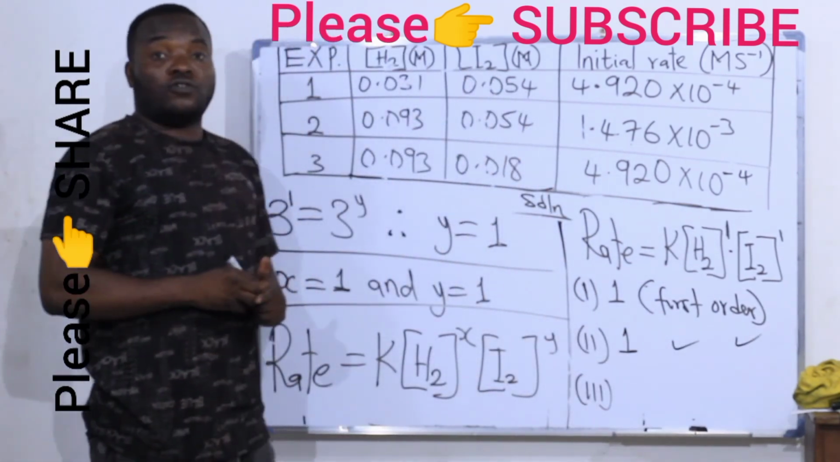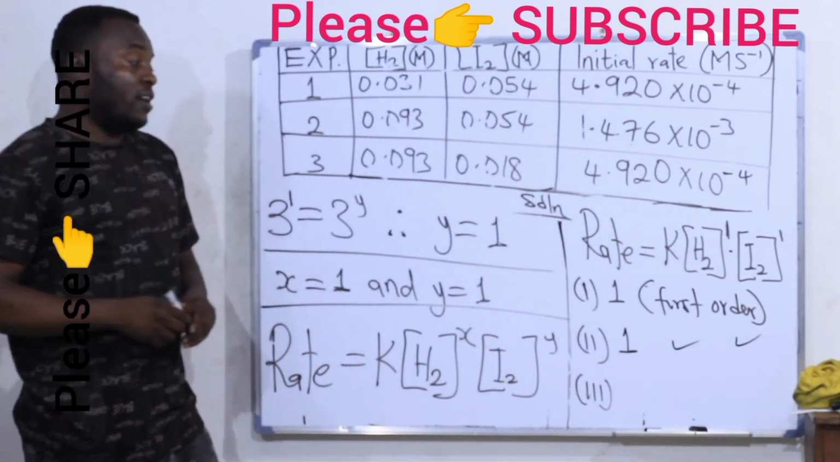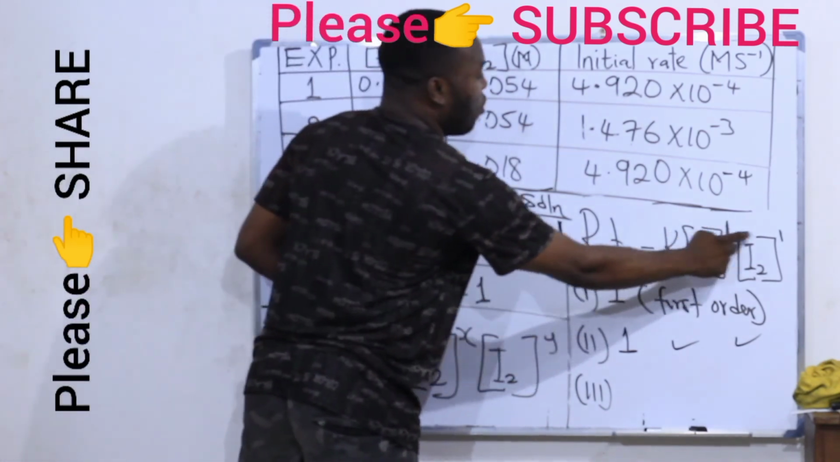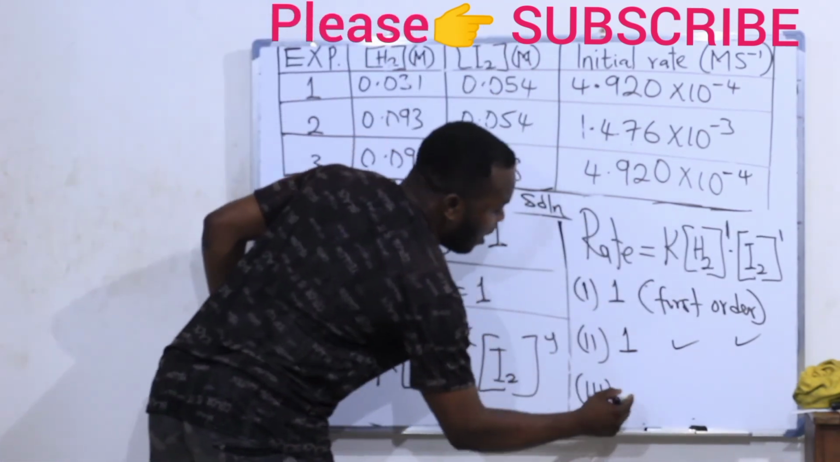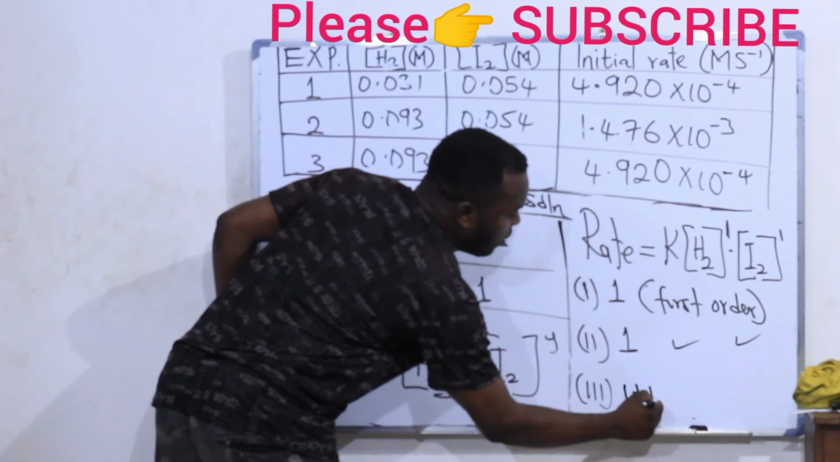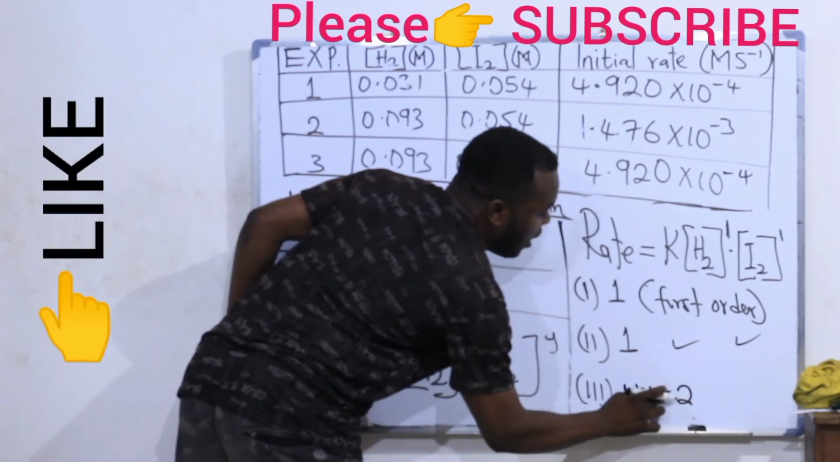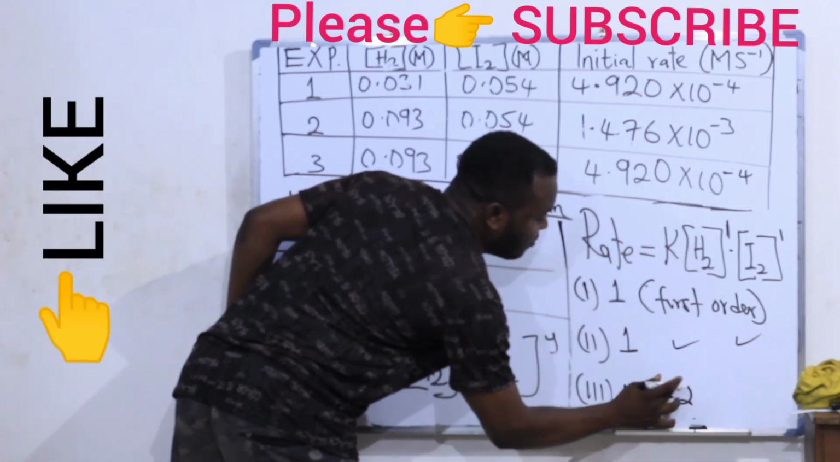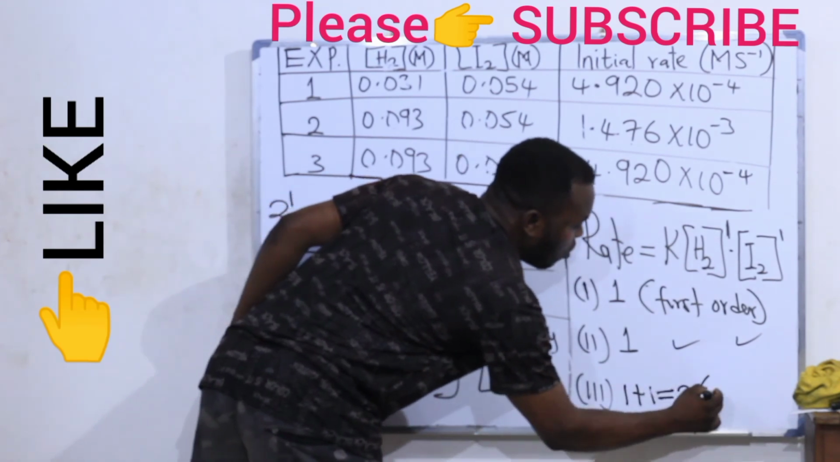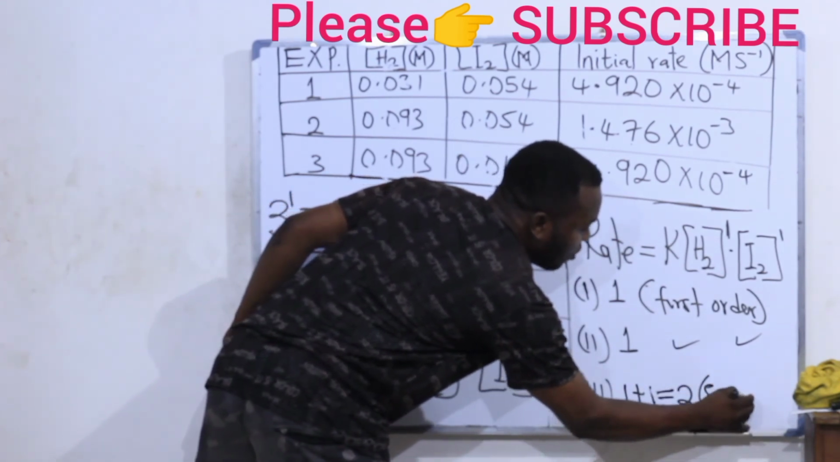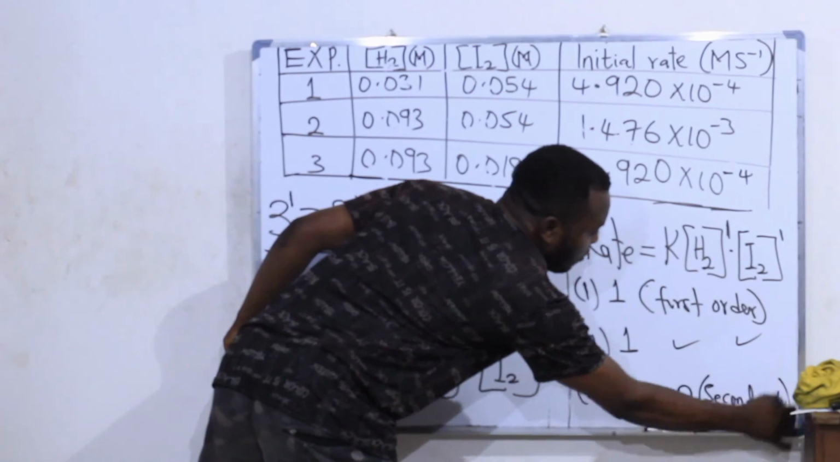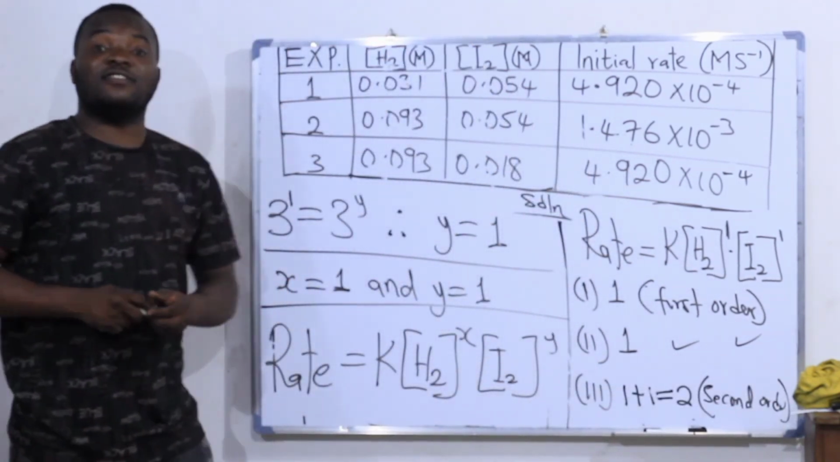Question 3 says, find the overall order. The overall order is the sum of the orders. I have the overall as 1 plus 1. That gives me 2, and 2 here means second order. The overall order is second order. And that is the answer.